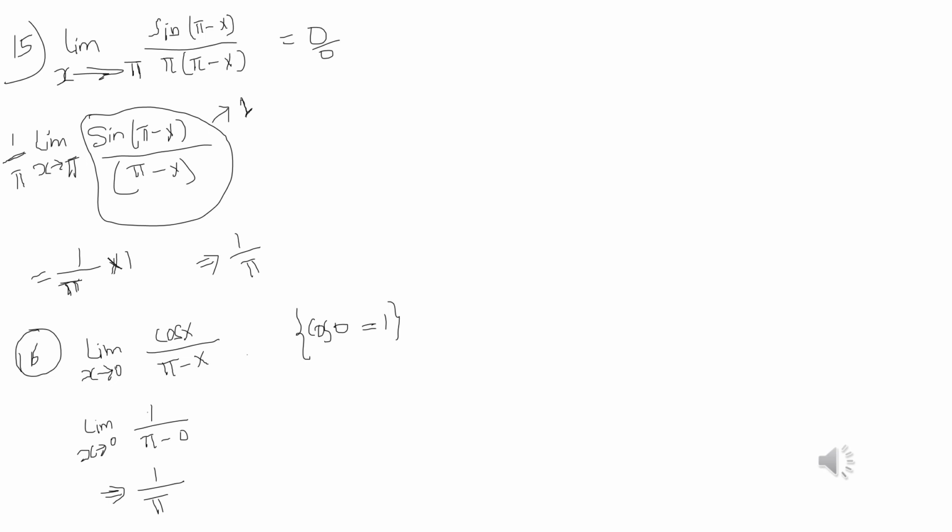Simple. Moving to the next question, the 16th question, which is the last question for this video, which says: limit x approaches 0 of cos x divided by (pi - x), where cos 0 is equal to 1, which is a direct substitution here. So you can directly substitute cos 0 equal to 1, and 1 by pi is the final answer.